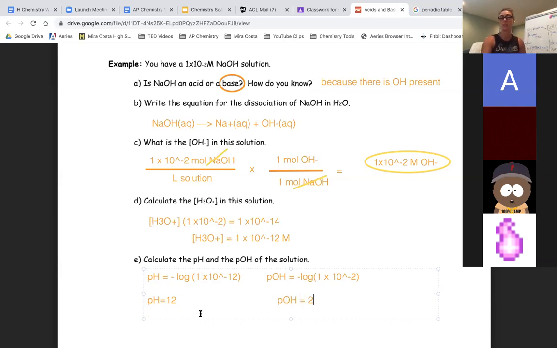So sure enough, pH plus pOH is still 14, right? And then you just ask yourself, does this describe a basic solution? A pH of 12 and a pOH of 2? If you go back and look at your little cheat chart, it does, and we're describing a base. So good, that means our calculations are correct, okay? So that's it. That's how you do acid-base calculations. It's a pretty simple little roadmap.